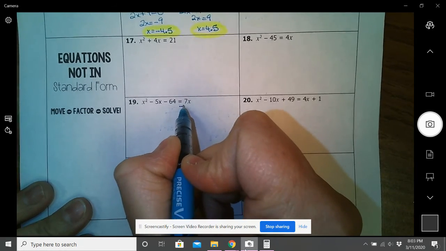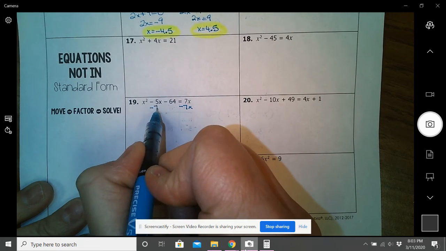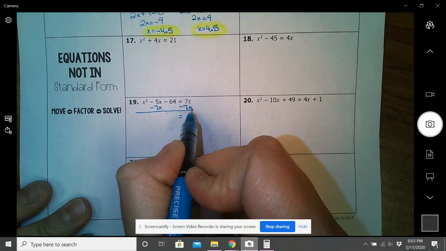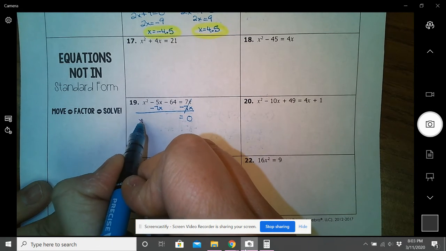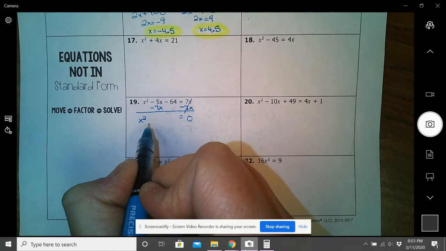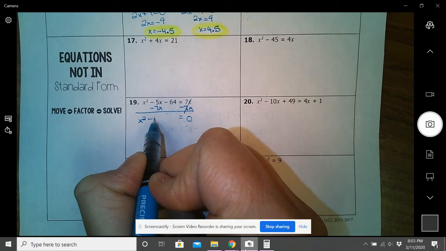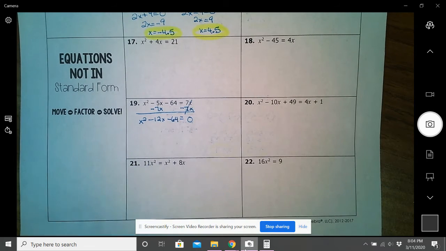To move it, I have to subtract it. It has an x on it, so I need to line it up with the other terms that have an x. And now my right side is equal to 0. So let's clean this up. X squared didn't change. Negative 5x minus 7x is negative 12x. And negative 64 didn't change.